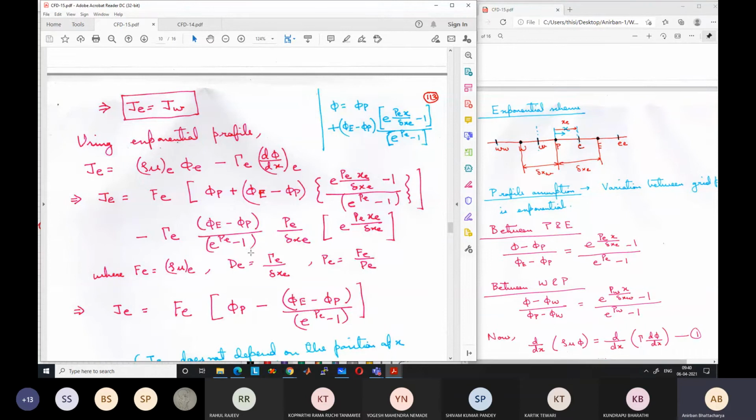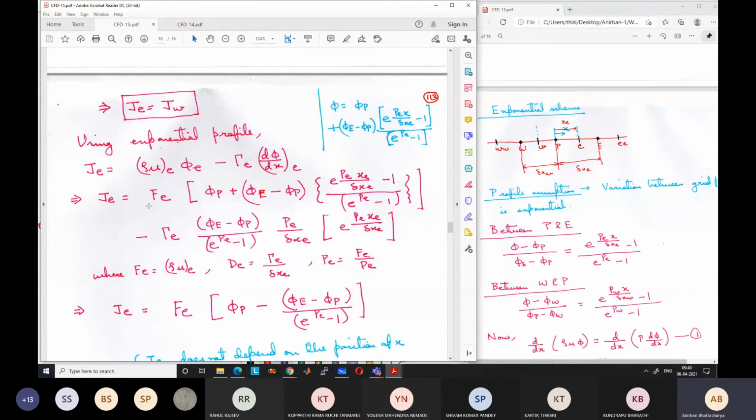So DE into P is equal to Fe. So this entire term gamma E PE by delta Xc is nothing but equal to Fe. So we have one Fe here and one Fe from these terms. If you take this common, you can take out this Fe. So you will have one Fe here.